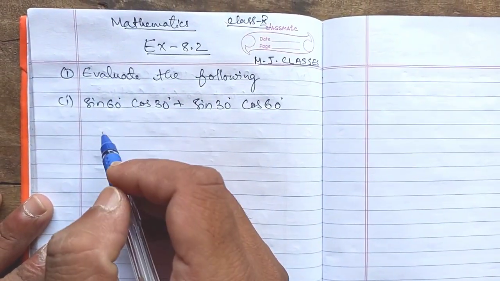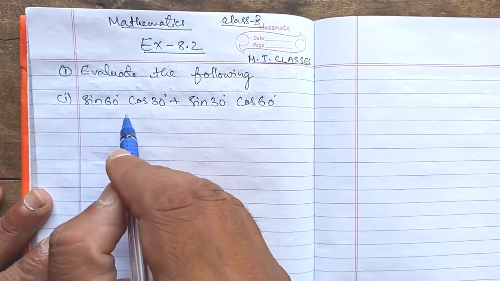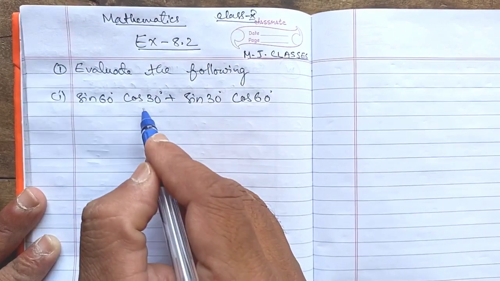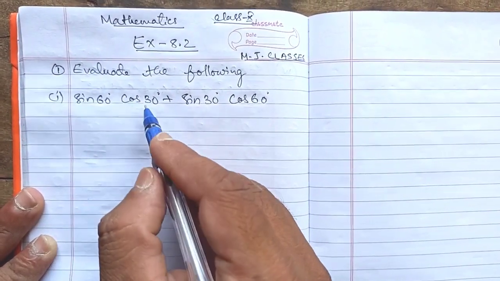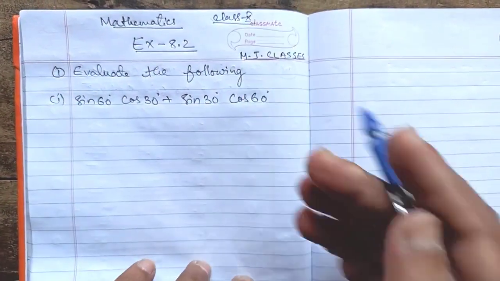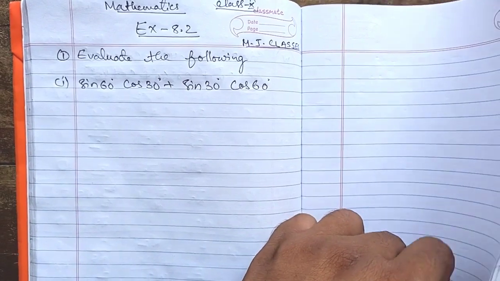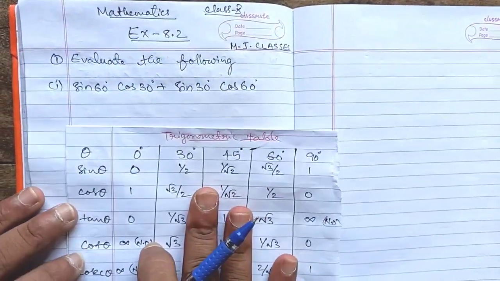Evaluate the following. In the first question's first bit, evaluate means we have to solve. Sin 60 into cos 60. If there is no sign, that means it is multiplication. Plus sin 30 cos 60. So we have to multiply and check. We will use the trigonometric table and we will put its value.